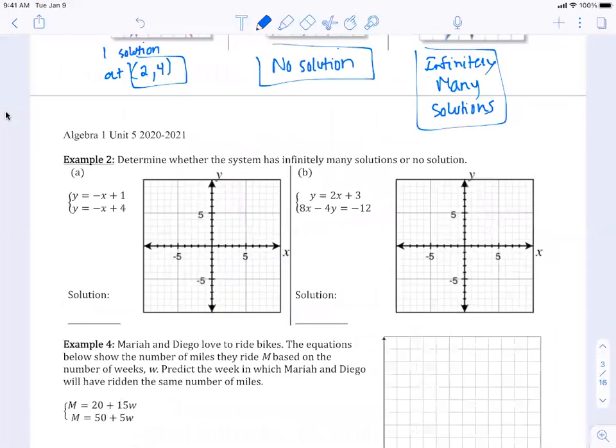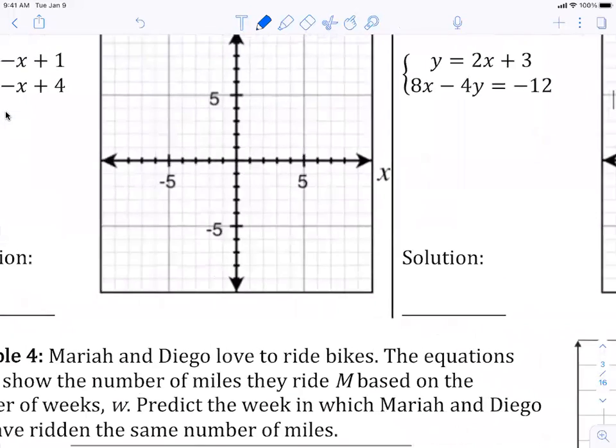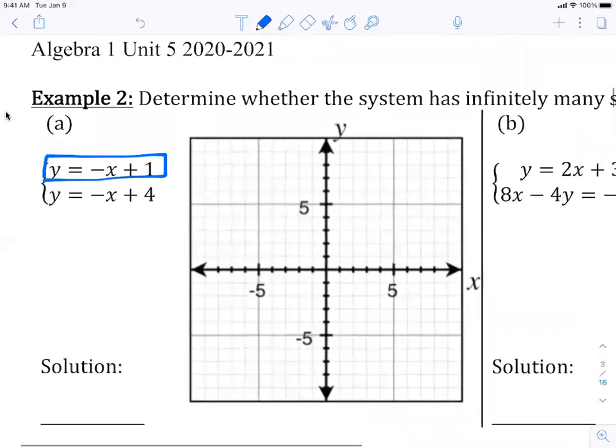If you look at example 2, the directions say determine whether the system has infinitely many solutions or no solution. So these two, I'm only graphing 2 individual ones. If I say solve by graphing, that means you actually have to graph these lines. So I'm going to do the first equation in blue.